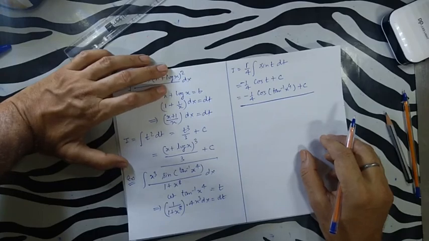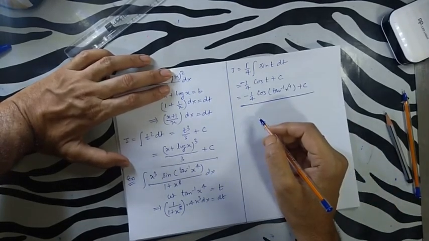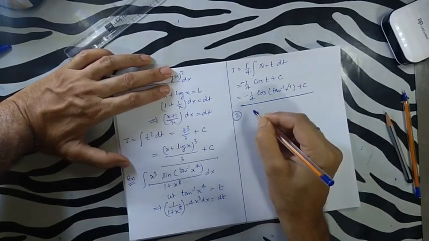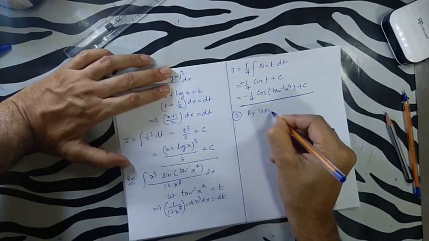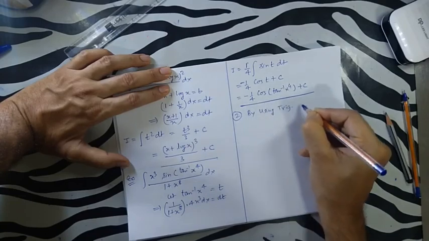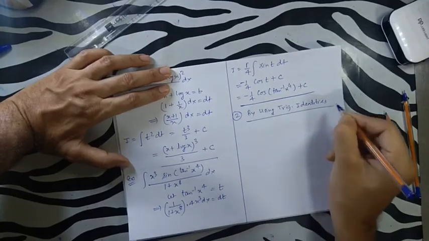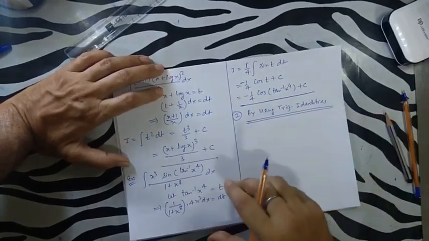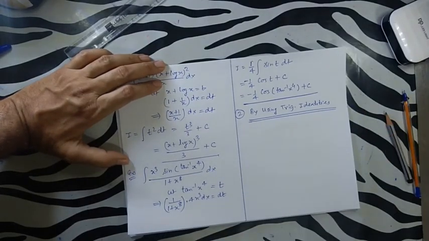Now the next topic, the second one, is integration by using trigonometric identities. Trigonometric identities we have learned in class 11th. Now some basic formulas that we have to learn again, to use in integration.